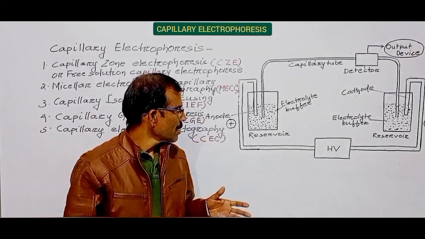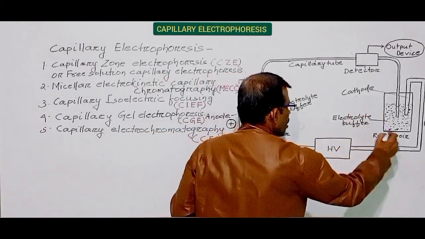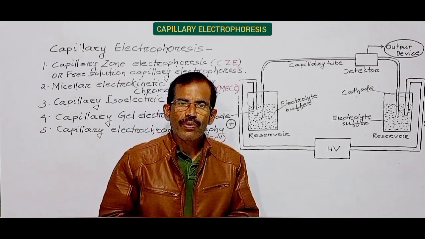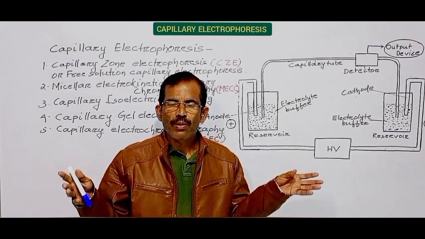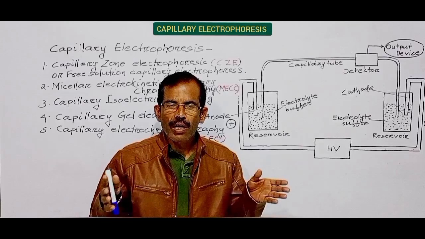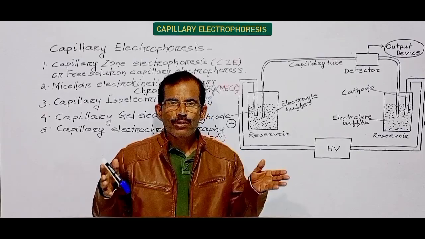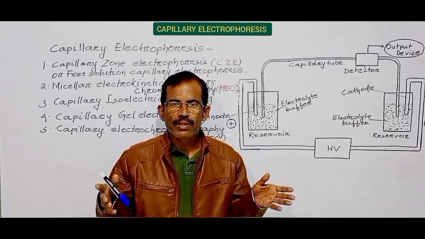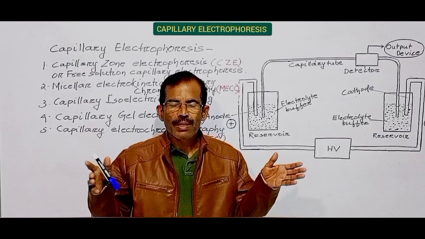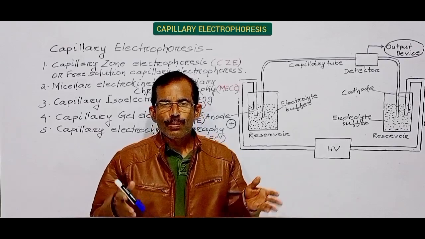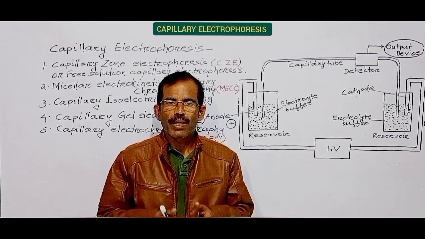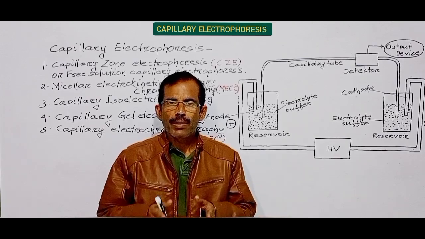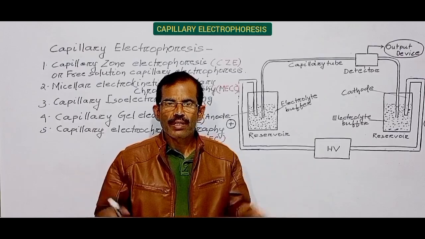The second component are two buffer reservoirs filled with a suitable buffer solution. The buffer is also known as carrier electrolyte or background electrolyte. The purpose of using a buffer is to maintain the pH and conductivity during electrophoretic separation. A controlled pH is also crucial for maintaining a constant net charge on the biomolecules, thereby maintaining the electrophoretic mobility.